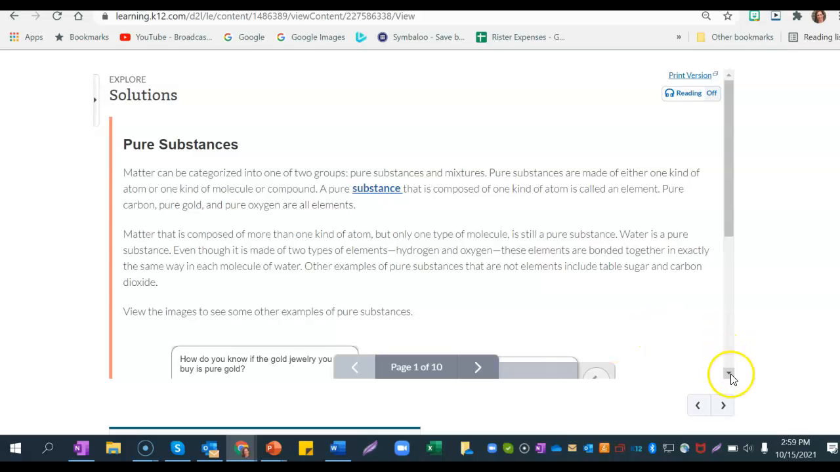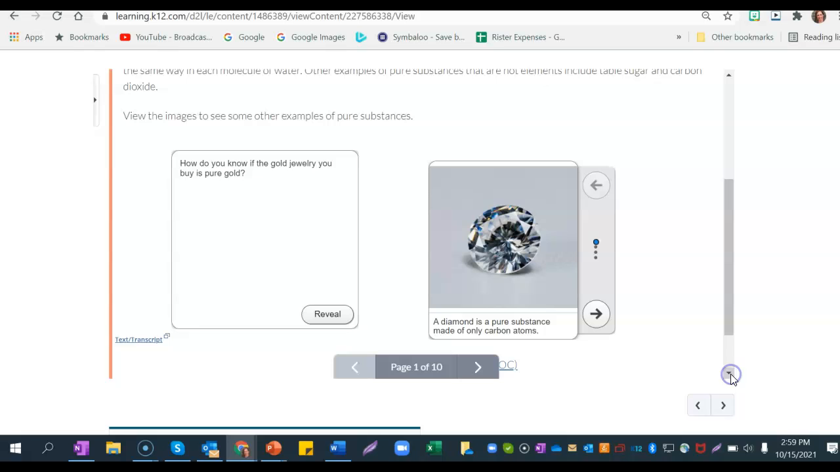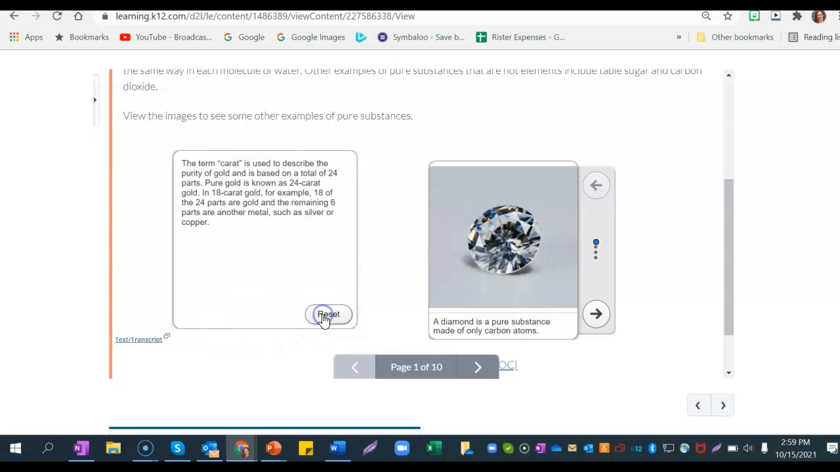So if we scroll down here, you're able to see how do you know if the gold jewelry you buy is pure gold? So the term carat is used to describe the purity of the gold, and it's based on a total of 24 parts. Pure gold is known as 24 karat gold. In 18 karat gold, for example, 18 of the 24 parts are gold, and the remaining 6 are parts of another metal, such as silver or copper.